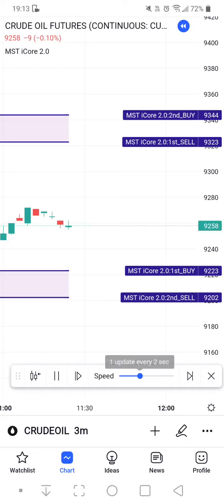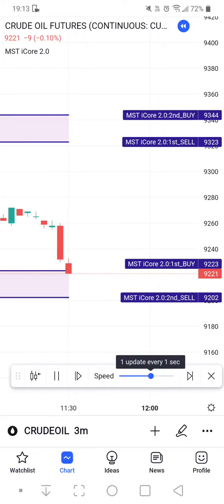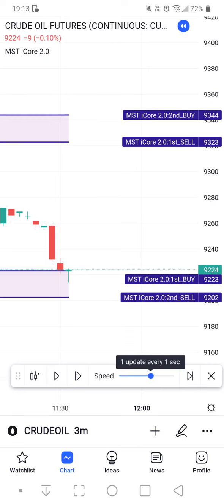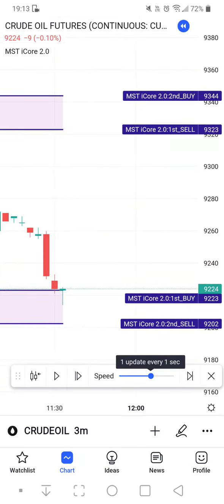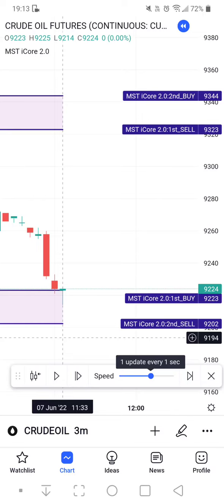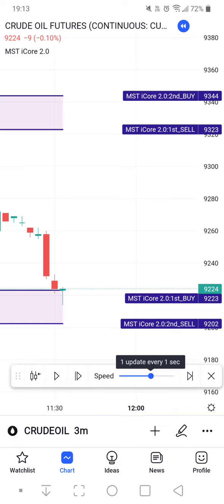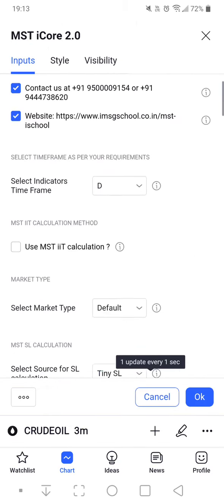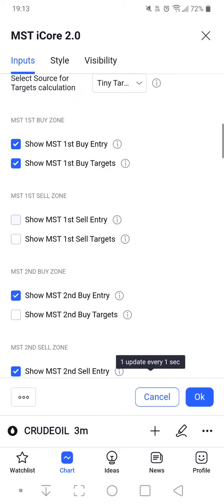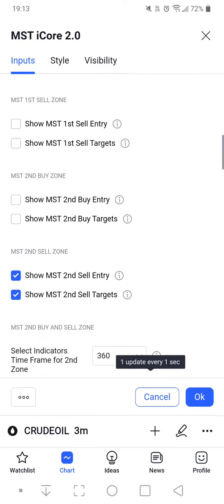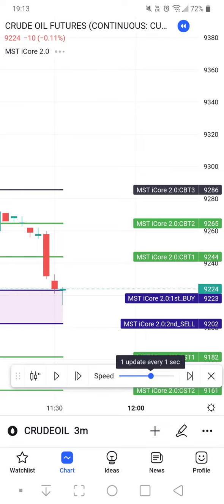Just I'm increasing the speed. Now our buy got activated and it has given the low of 9214. Our entry is at 9223. So come here and select the settings and enable the first buy targets and remove first sell and second buy, and enable second sell and second sell target.